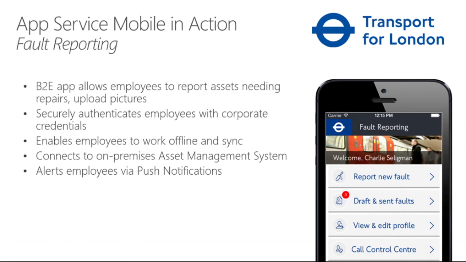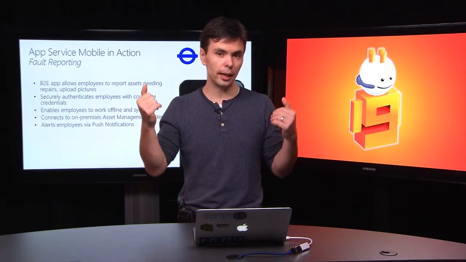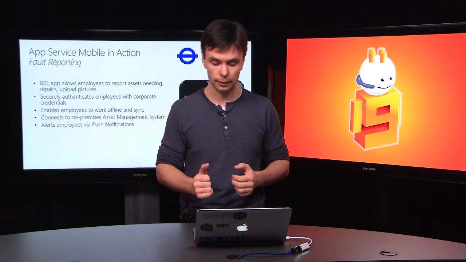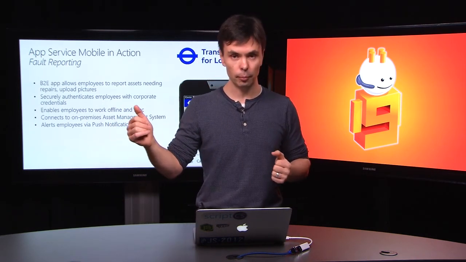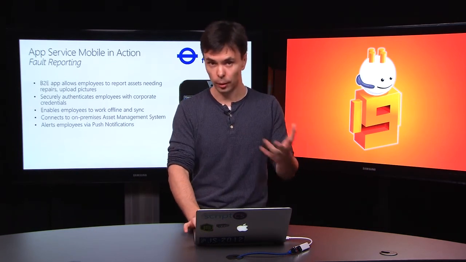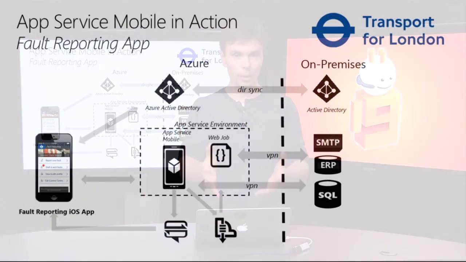And this app allows employees to authenticate using Azure Active Directory, and to report any assets that need repairs on the stations. And because they're on the stations underground, connectivity may not be available. So it allows them to take pictures, add notes, and then later on synchronize to the backend when connectivity is present. And the data is synchronized with a legacy ERP system using many of the connectors that we have included in PowerApps. Here's a simple architecture.